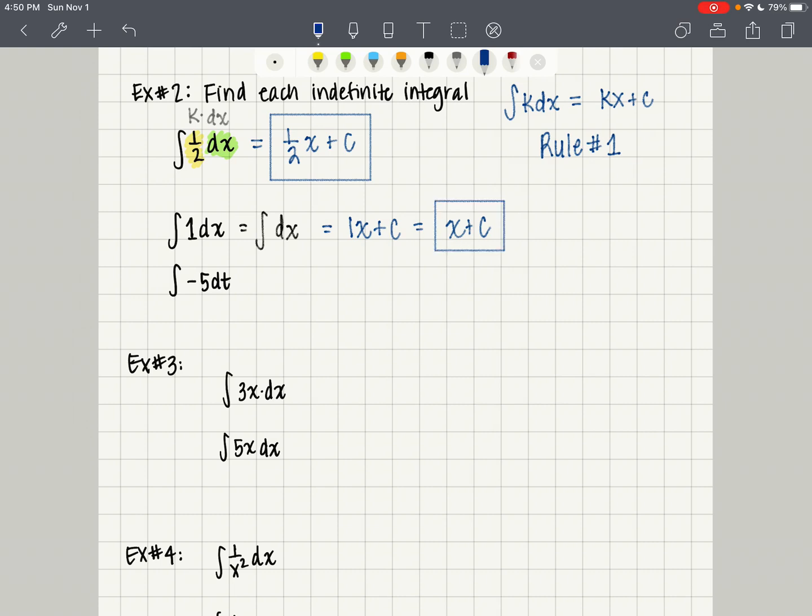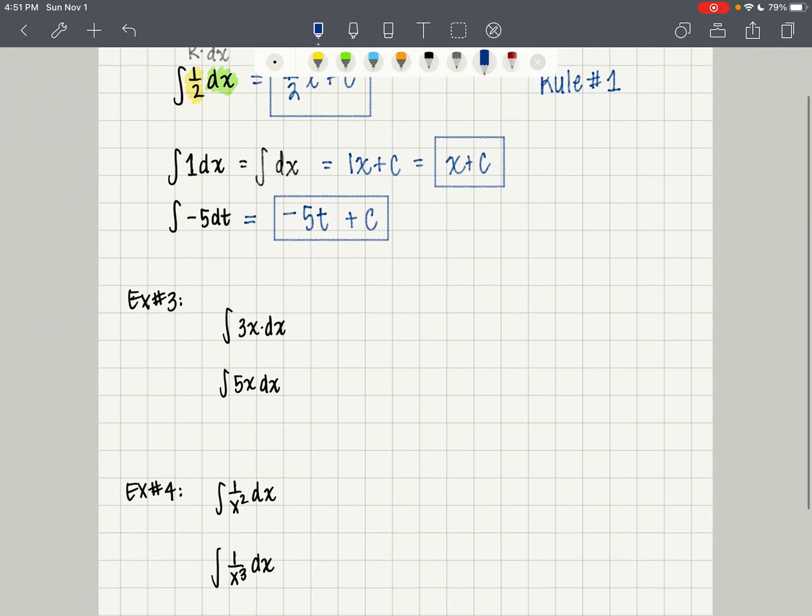And then we have the indefinite integral of -5 dt. Go ahead and see if you can give this one a try, and then check your answer with mine. So my answer is -5t plus c. The differential dt dictated that our variable is t, not x. And then of course we always add that constant when we're working with indefinite integrals.